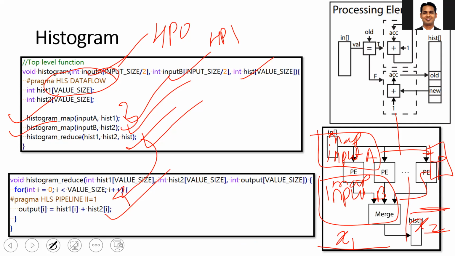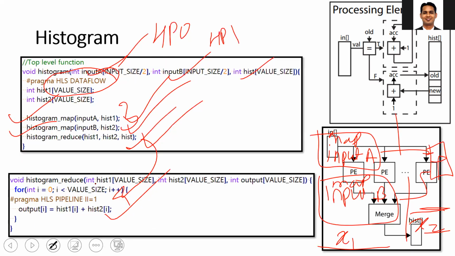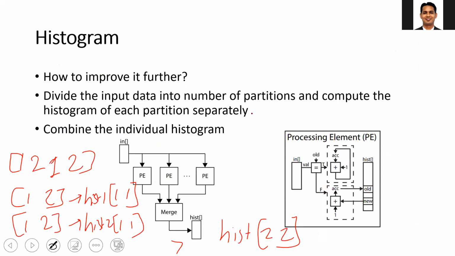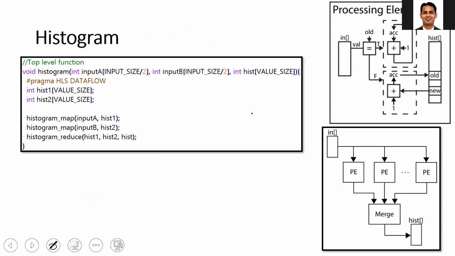The reduce function is nothing but the sum of this one. The map function is nothing but the same as the one which we have discussed before. Only thing is that you need to make sure that your histogram array is initialized to 0 in the beginning, because you are calculating the histogram of the new one. And if you look at the dependence, what we are saying is that the intra-dependence of this is false, which is the same as the previous one where we said that the intra-dependence is false. Okay, so this is how you can implement the histogram calculation efficiently in memory, in the SDSoC.